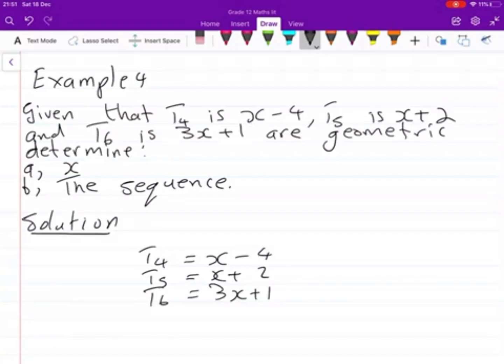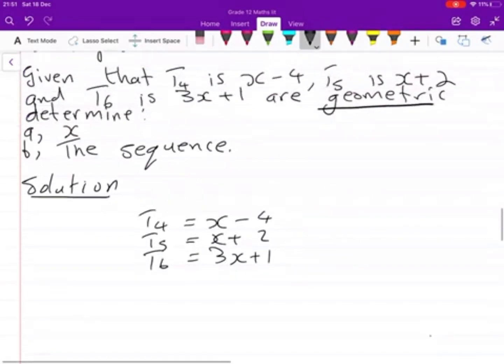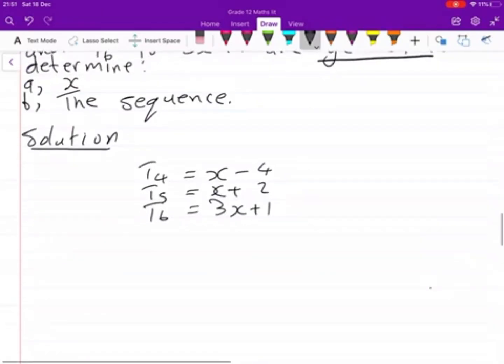And we are told here that they are geometric. That is very important. You know, if they just gave you that and didn't state if they're geometric, arithmetic, quadratic, you can't solve that. You can't solve that because you have nothing to work with. So at least they told us that they're geometric. We are told that we must determine the value of x.